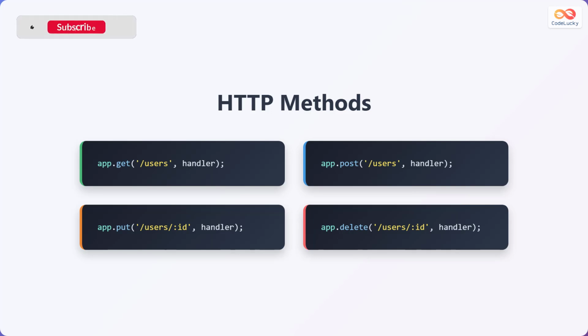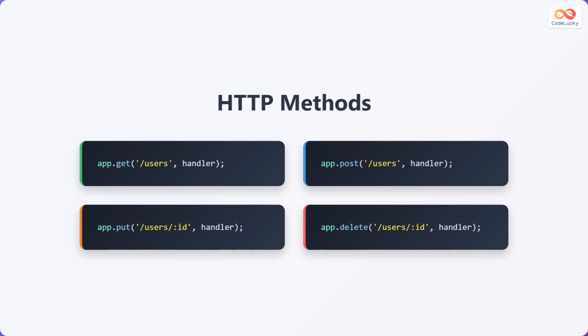Express supports various HTTP methods to define different types of actions that can be performed on a resource. Here are some common HTTP methods used in Express routes. First, app.get('/users', handler). This retrieves a list of users. Next, app.post('/users', handler). This creates a new user.